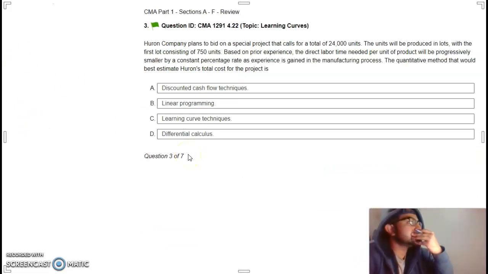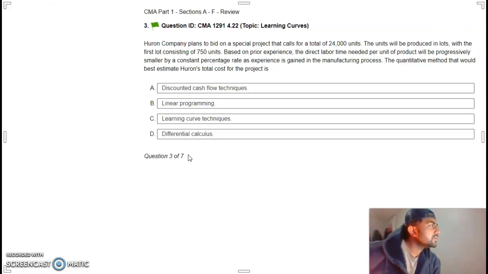Her company plans to bid on a special project that calls for a total of 2,400 units. The units will be produced in lots, with the first lot consisting of 250 to 750 units, based on prior experience of the direct labor time needed per unit of product. What is it asking for? The quantitative method that would best estimate Huron's total cost for the project. So what are the options?